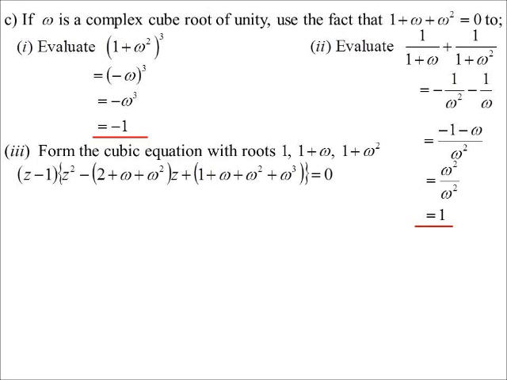Okay, 2 plus omega plus omega squared. Well, 1 plus omega plus omega squared is 0. So therefore, I've got 1 plus 0. So that's just 1z. And over here on the other one, well, 1 plus omega plus omega squared is 0, leaving me with omega cubed. Omega cubed is equal to 1. There we are, it's factorised.